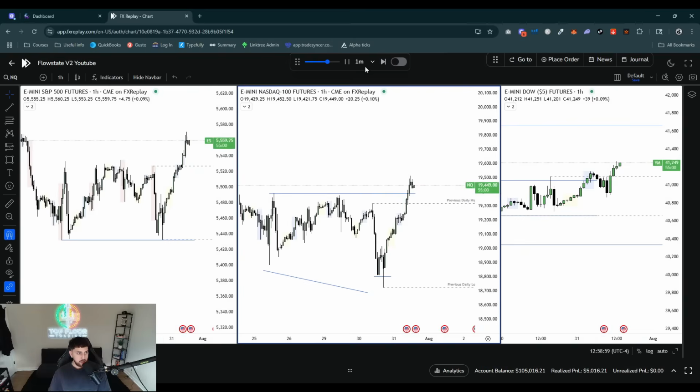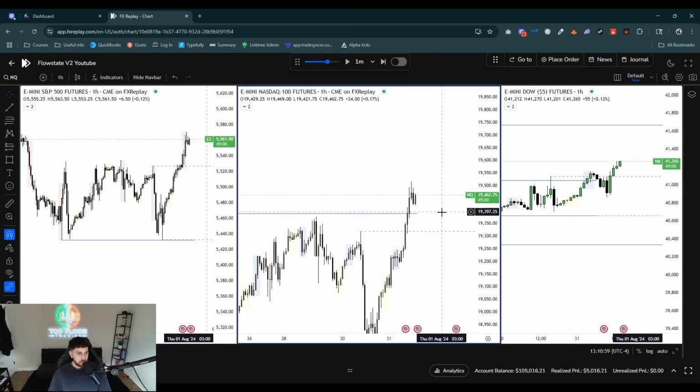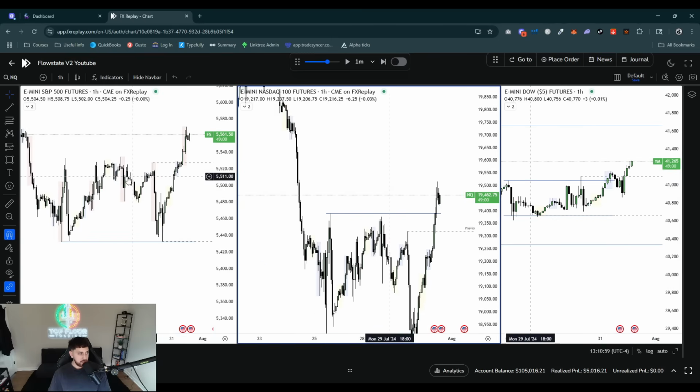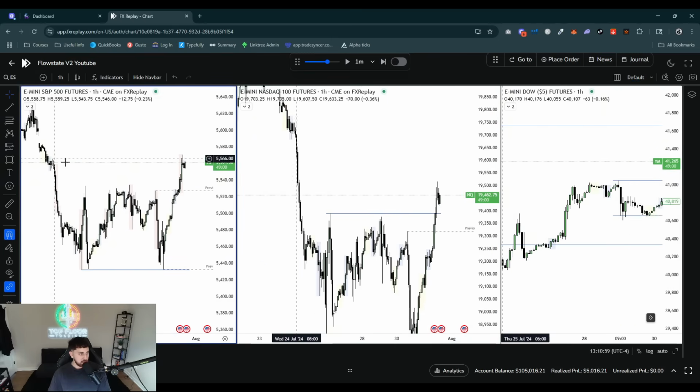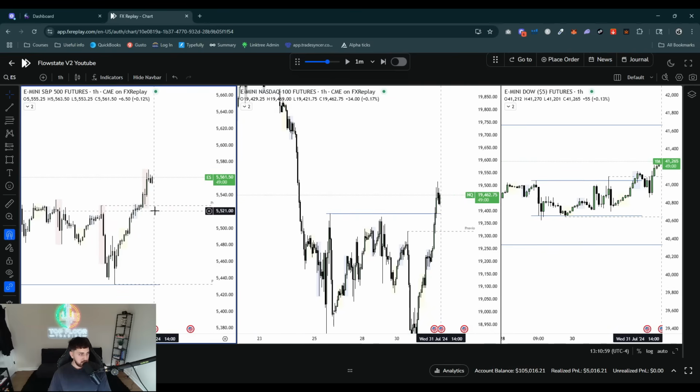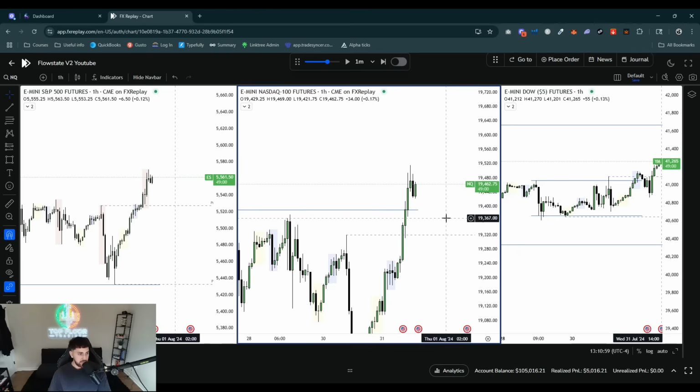Okay, all right. So right here, we are forming a range, but I don't really see any SMT anywhere. We do have a nice gap here on ES, by the way, over here. But I don't see any SMT, and it is 1 o'clock. It's 1:10, the end of the macro. We do have this range.